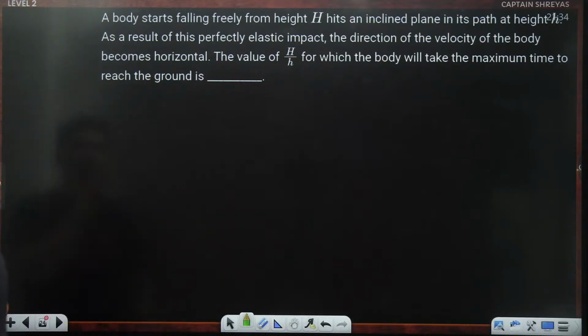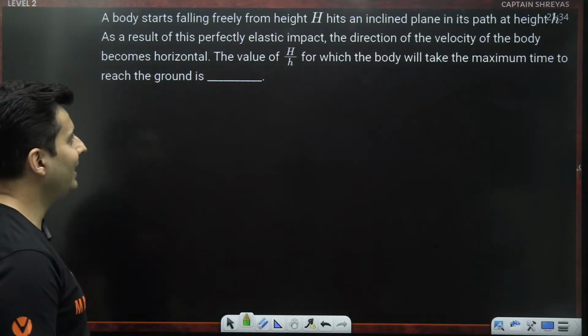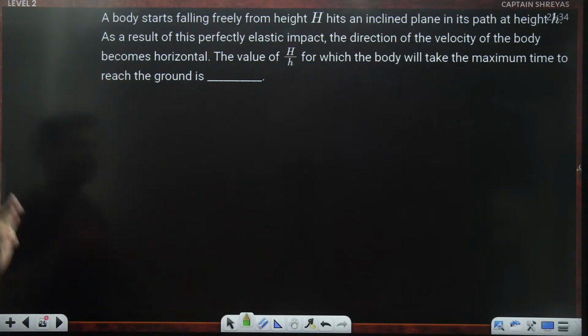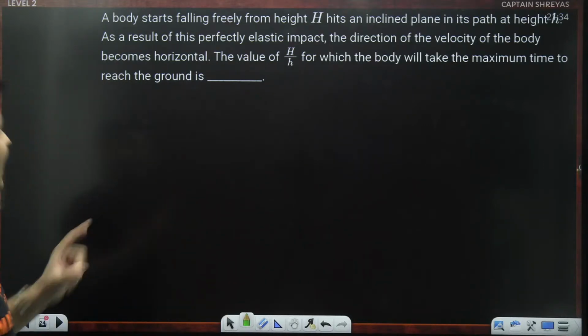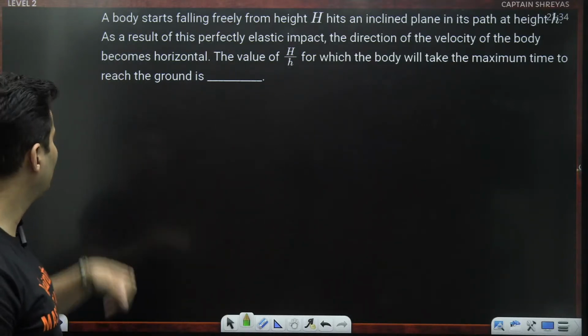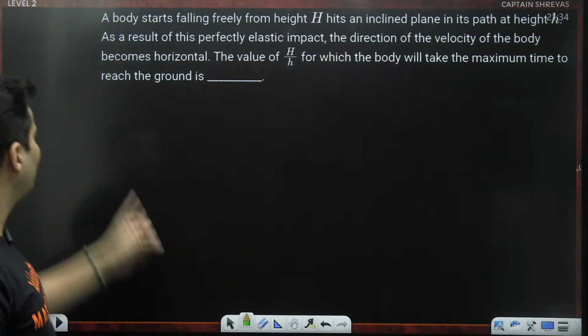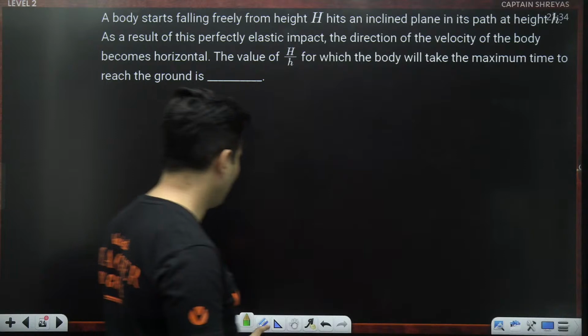Cool. A body starts falling freely from some height and hits an inclined plane on its path at a height h. As a result of this perfectly elastic impact, the direction of the velocity of the body becomes horizontal. Find the value of h by H for which the body takes the maximum time to reach the ground. Okay, let's understand what is exactly happening.